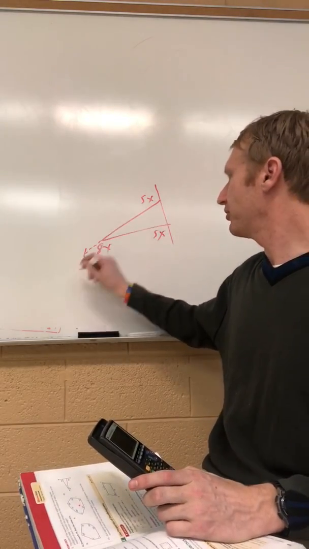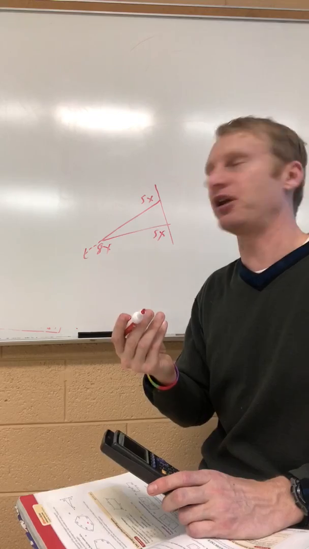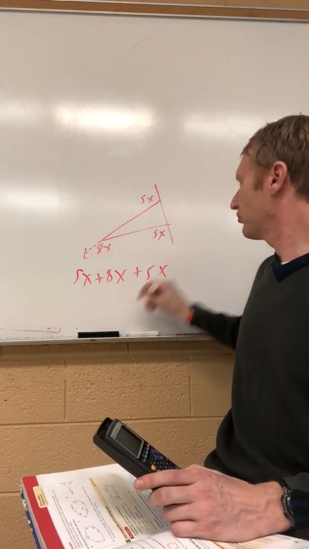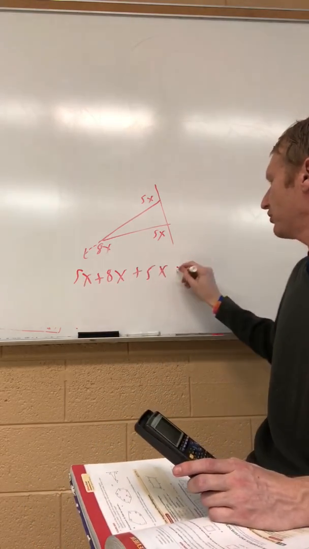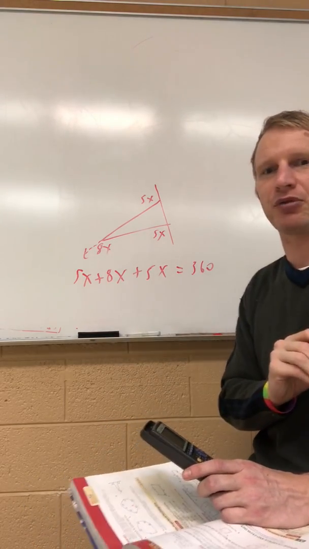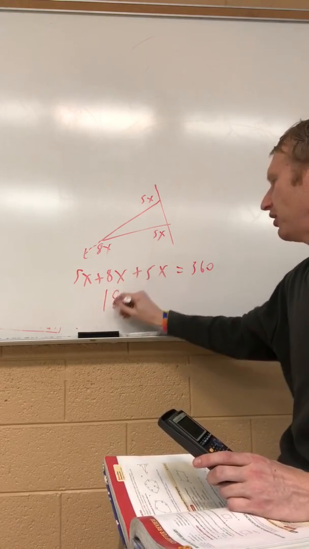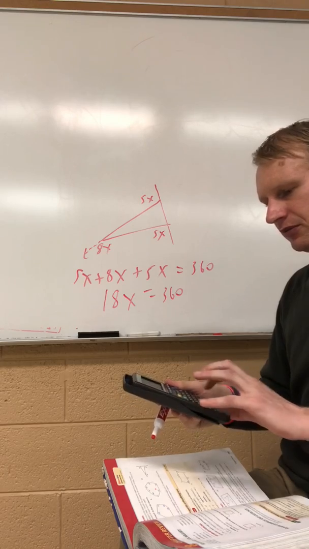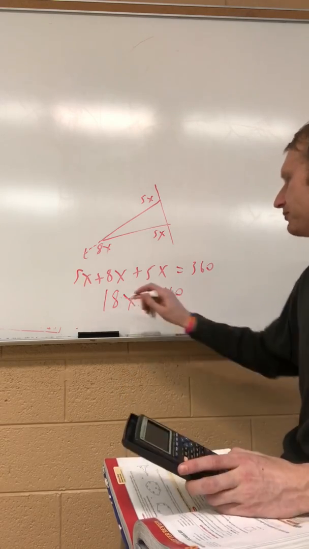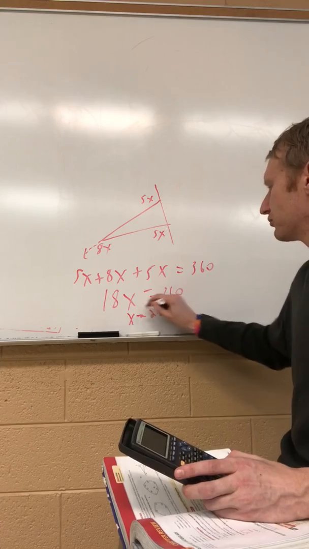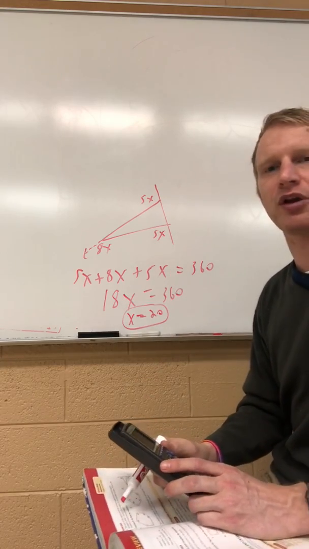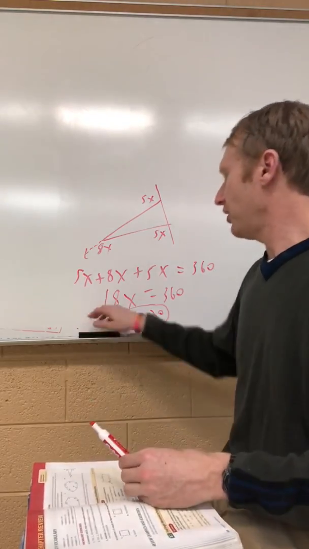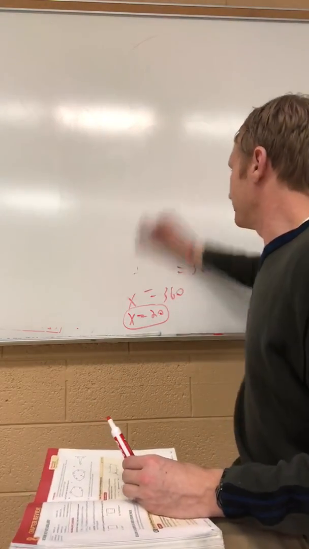When I do 5x plus 8x, which is a total of 13x, I'll write it out. We have a total here of 18x. We know that's going to add up to 360. All these add up to 18x, and then you divide both sides by 18, and you get 20. X equals 20. That's that one. Let's go back to number 7.